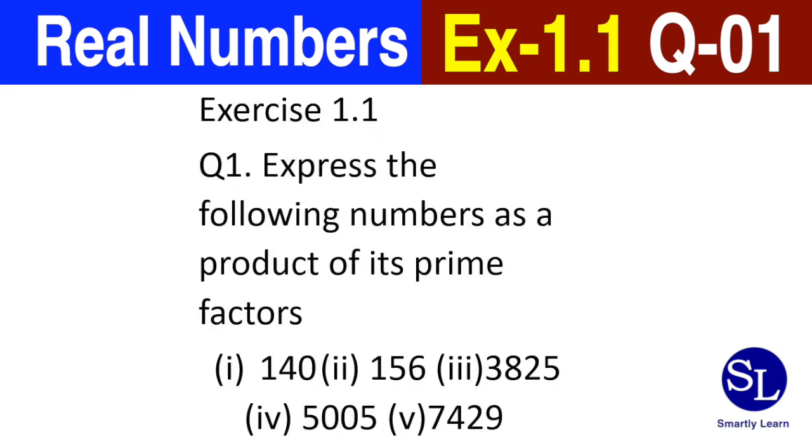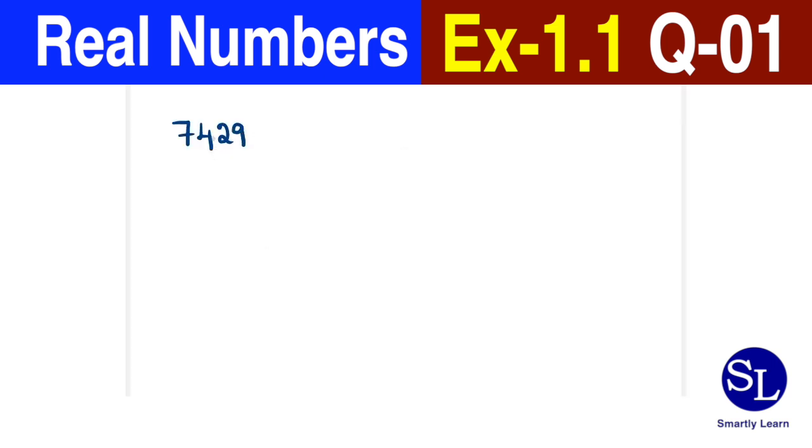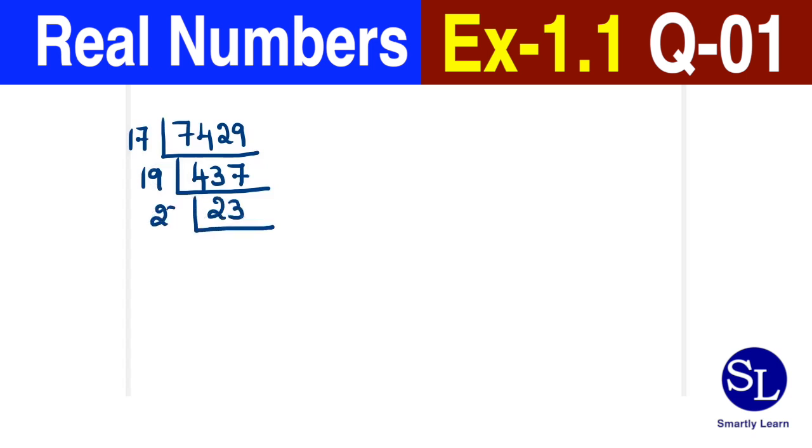Now let's try the last number, 7429. 7429, I'm going to start dividing by 17 because this is the number that gets divided first. So when 7429 is divided by 17, you get 437. 437, when you divide by 19, you get to have 23. Now 23 is again a prime number, so divide by 23, you get 1. So 7429 can be expressed as 17 into 19 into 23.